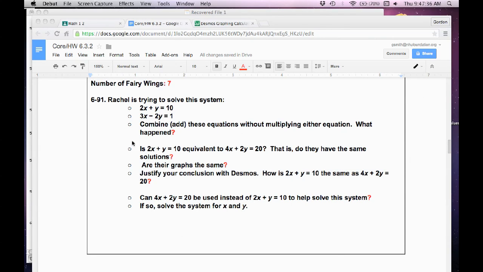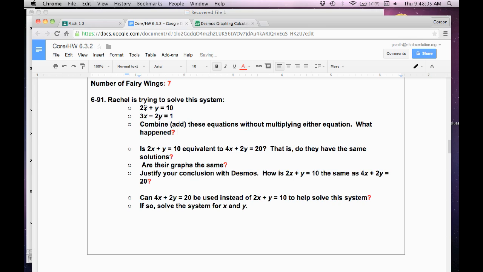All right, so 691. 691 is the typical problem in our curriculum where they show somebody misusing a concept, and that helps us understand why the concept works the way it does. So Rachel's trying to solve the following system. We have 2x plus y equals 10 and 3x minus 2y equals 1. It says combine, in other words, add these equations without multiplying either equation. What happened? Well, let's add them together.